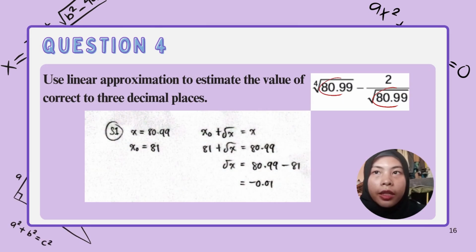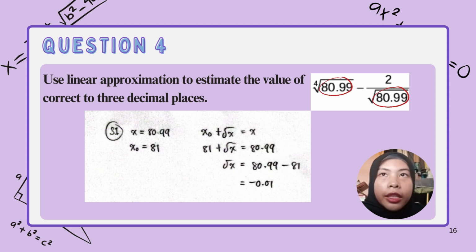Question 4. Use linear approximation to estimate the value of 4√80.99 - 2/√80.99 correct to 3 decimal places. Okay, first step is we transfer the value into x. So x is equal to 80.99. 80.99 comes from the question and the x₀ becomes 81. Why does it become 81? Because 80.99 we can round to the closest number, which is 81. So the x₀ becomes 81.